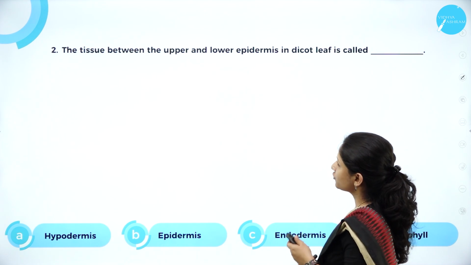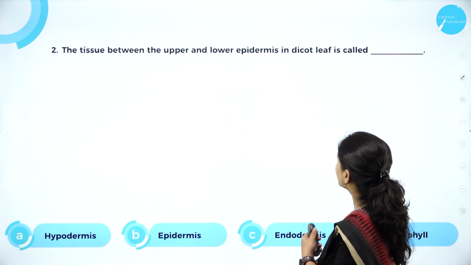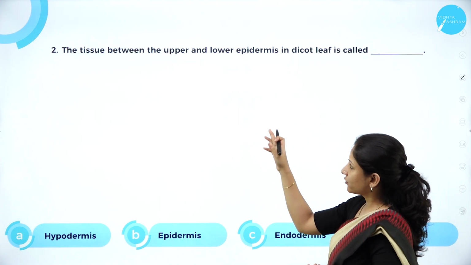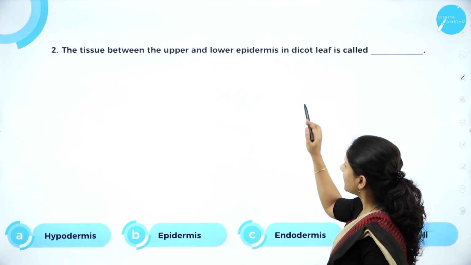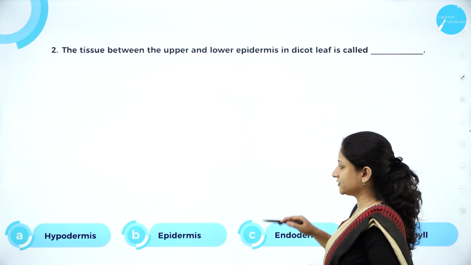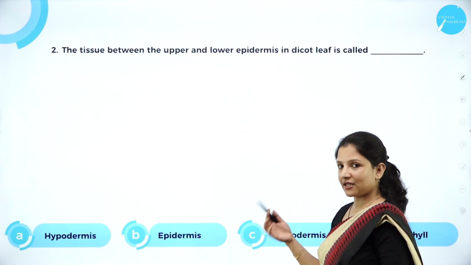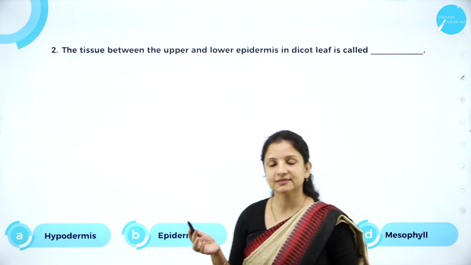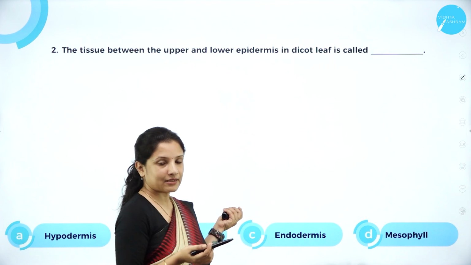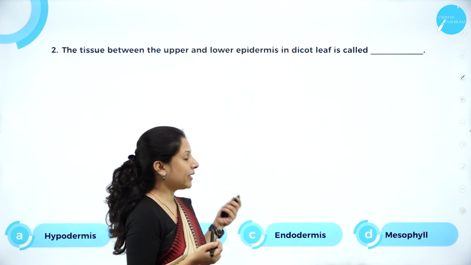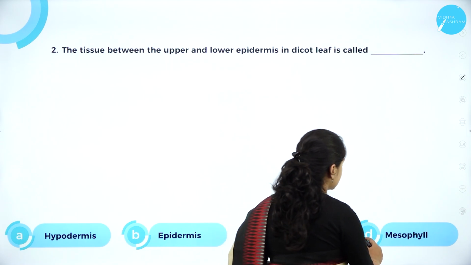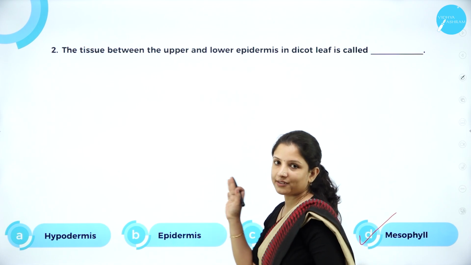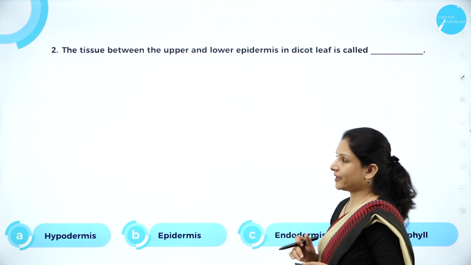Next question: the tissue between the upper and lower epidermis in a dicot leaf is called. Or they can ask the question as the tissue between the adaxial and the abaxial epidermis in a dicot leaf is called. Is it called the hypodermis? No, that is in the case of the stem. Epidermis? No, it is the outermost layer. Endodermis? No, it is the layer present inner to the cortex, which we don't find in leaves, because in leaves we call it the bundle sheath. So here the right answer is mesophyll. Whatever cells are present between the upper and the lower epidermis, we call the mesophyll tissue. So option D is the right answer here.